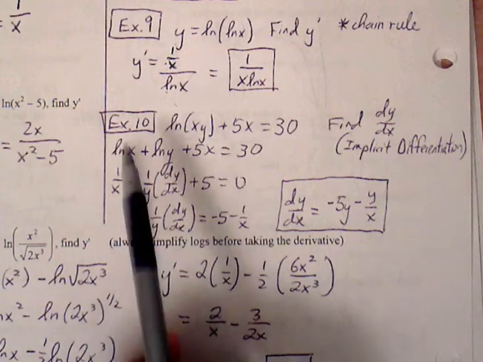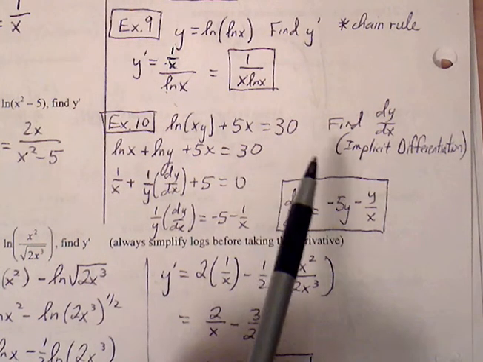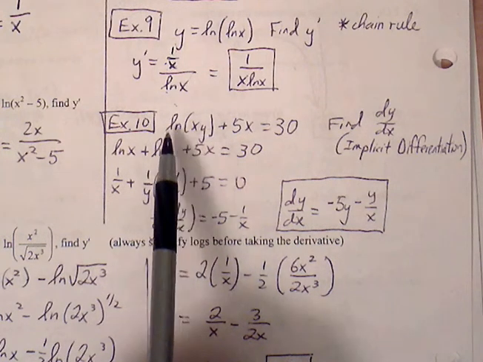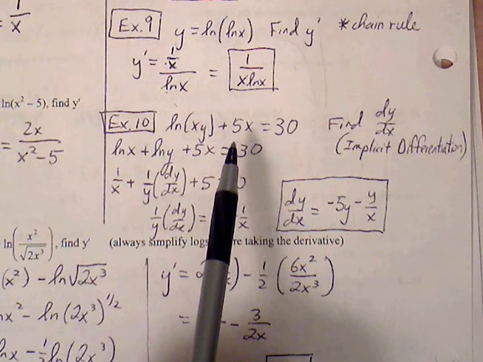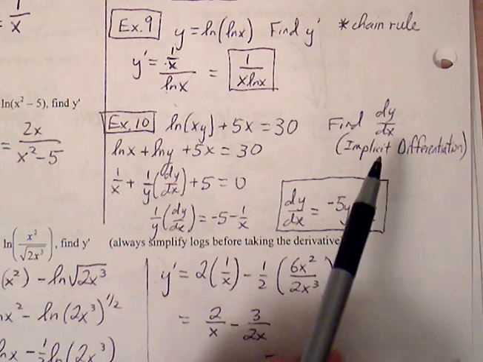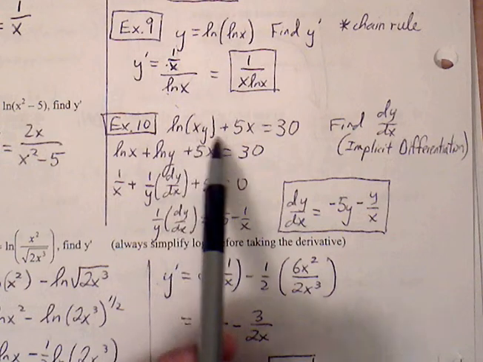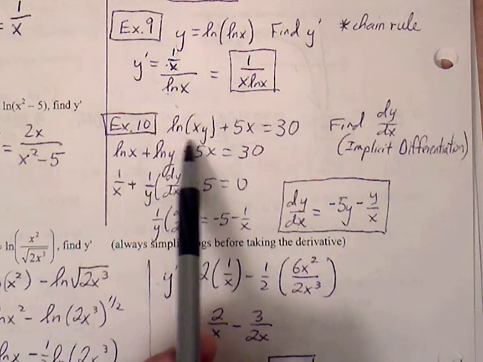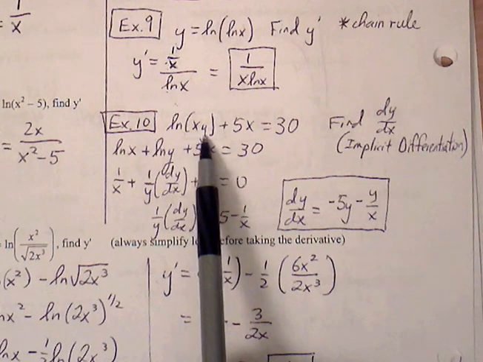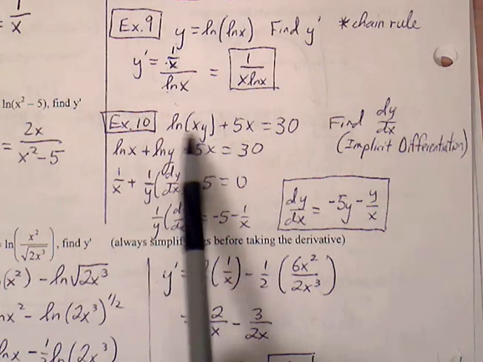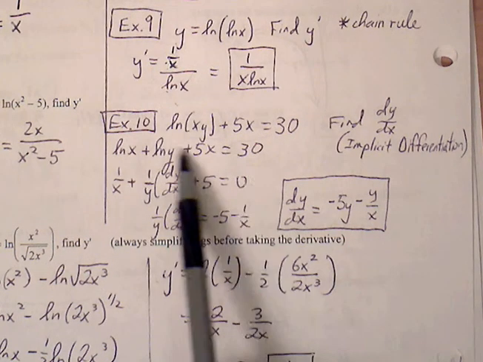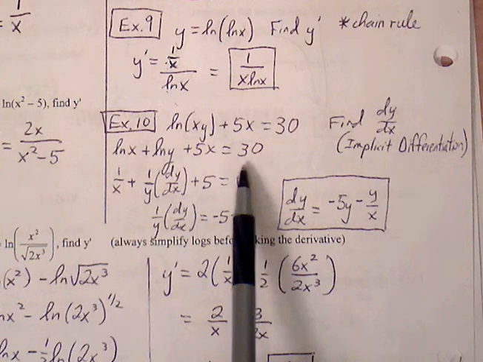All right, example 10. ln of xy plus 5x equals 30. Find the derivative. Notice we want to find the derivative of y, but y is stuck inside. This is not a function that is defined as y equals. We have y's mixed in with the x's, so we have to go through implicit differentiation. But first, let's see what we can do to expand, so we can make our derivative process a little bit easier. So ln of xy, we can expand that using the product property. ln of x plus ln of y. We know the rule ln of ab equals ln of a plus ln of b. We can expand that. The 5x stays, 30 stays. So now the derivative should be a little bit easier to manage.